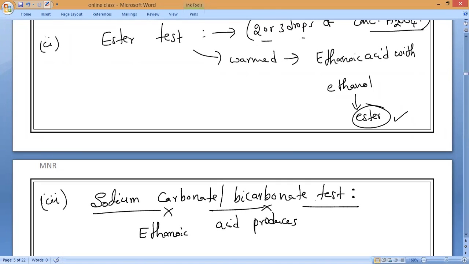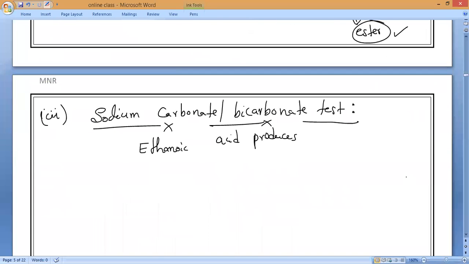You'll get a buzzing sound with effervescence. Gases will come. What is that gas? Carbon dioxide. Brisk effervescence, like when milk is overboiled. How does the sound come? That is the same way.